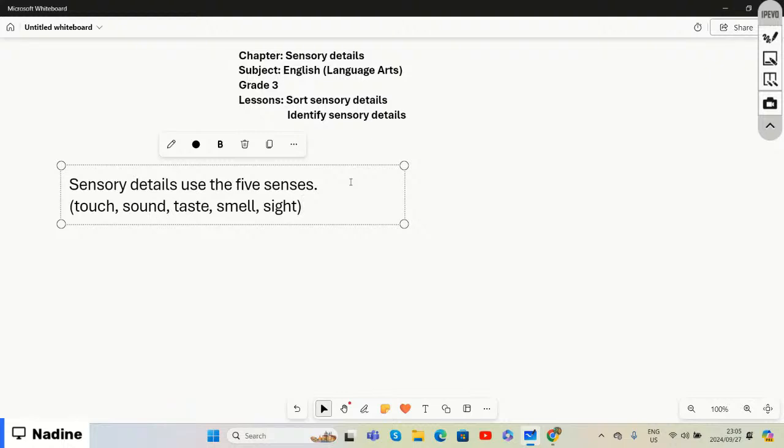So sensory details use our five senses, which is either touch, where you can feel with your hands, or sound, something that you can hear, music that you can hear, anything that you can hear, even whispering, whatever you can hear from a distance. Taste, smell, as well as sight, things that you can see. That is our five senses.